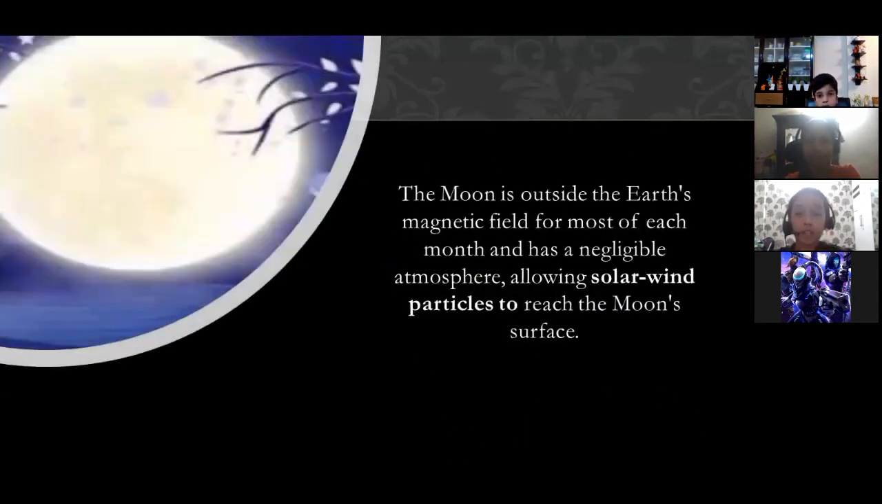The moon is outside the Earth's magnetic field for most of each month and has a negligible atmosphere, allowing solar wind particles to reach the moon's surface. Unwanted rays can reach the moon's surface.